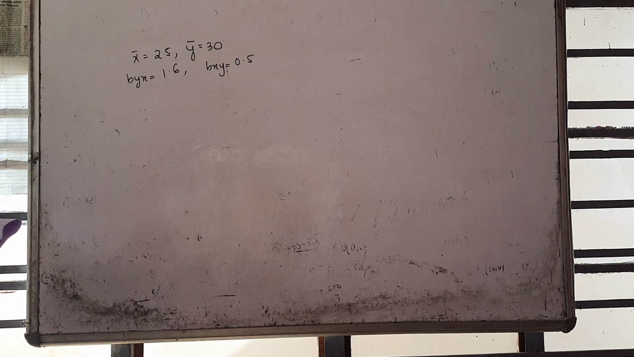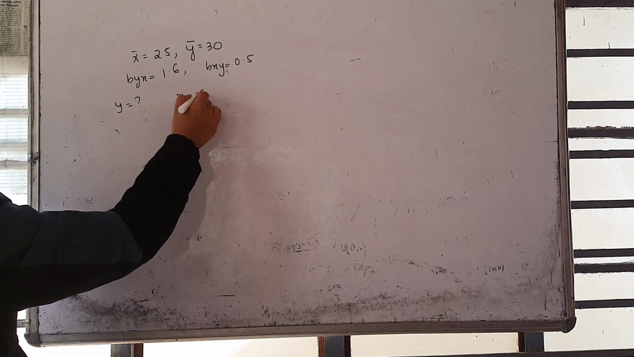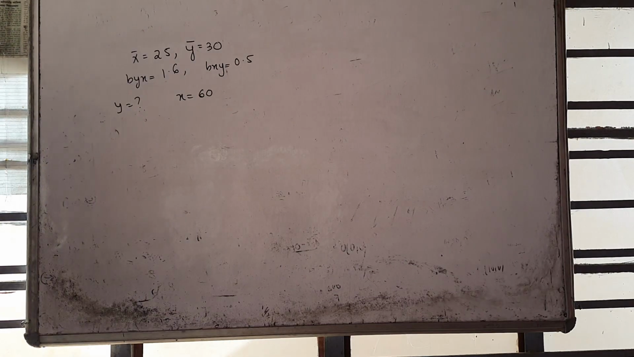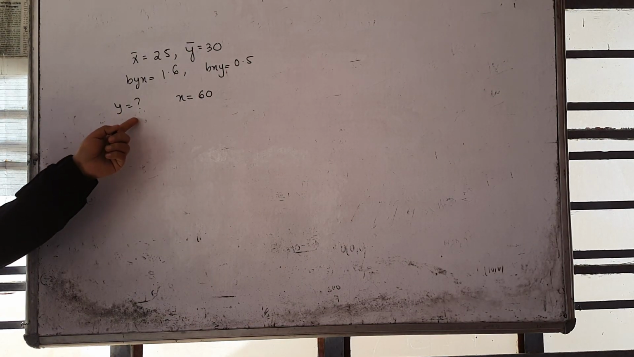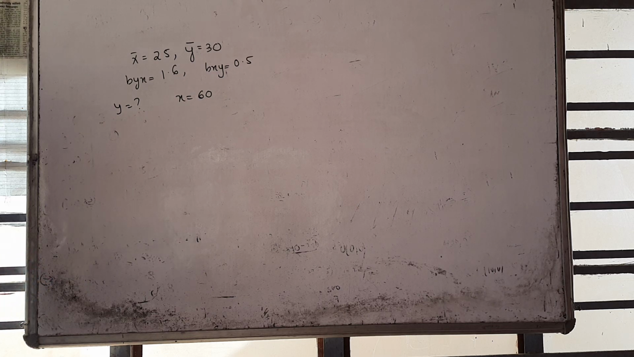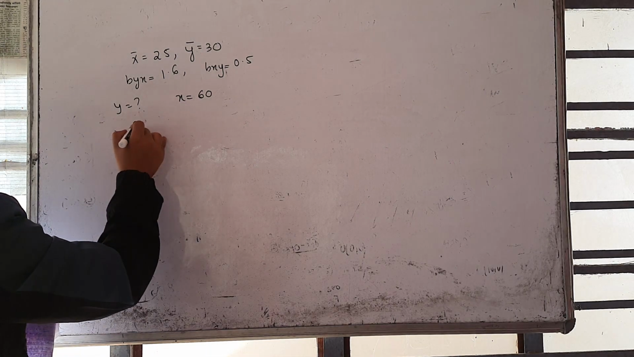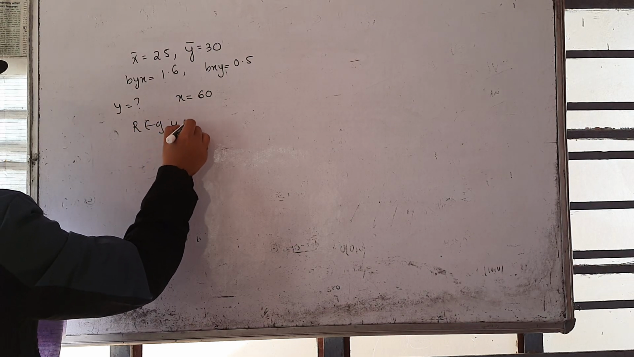Find the most likely value of y, when x equal to 60. So can you tell me how do you do this? I have to find the value of y. So I need an equation, isn't it? How many equations are there? 2. One is regression equation of x on y and the other one is regression equation of y on x. So which one will you find out? Because they have told us to find y. So first we are going to find out regression equation of, guys, y on x.